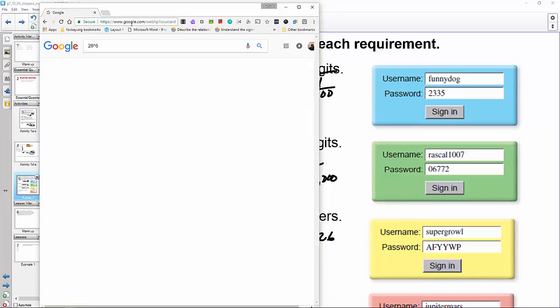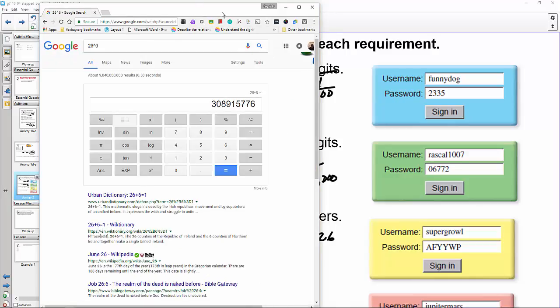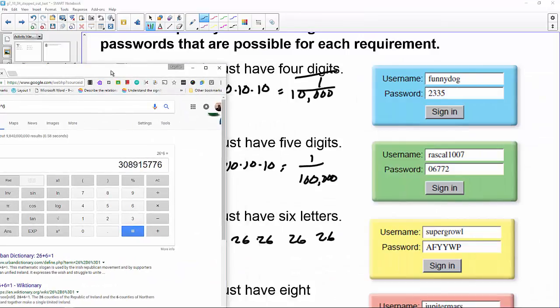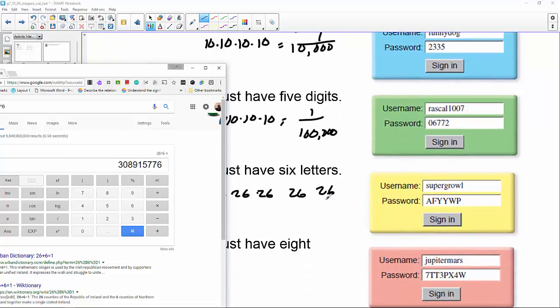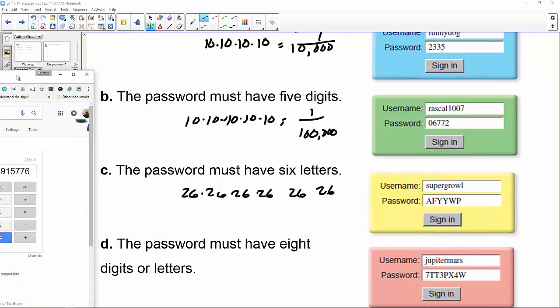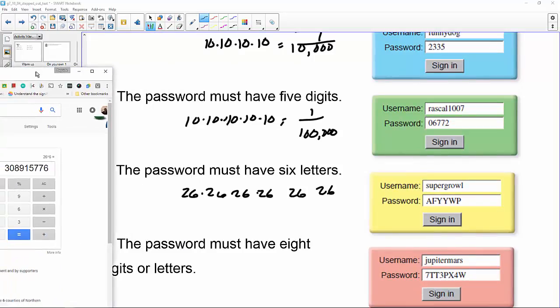So it looks like it's this number right here. So it would be 308,915,776. Sounds pretty good, right? But here, check this one out. This one could have either numbers or letters.